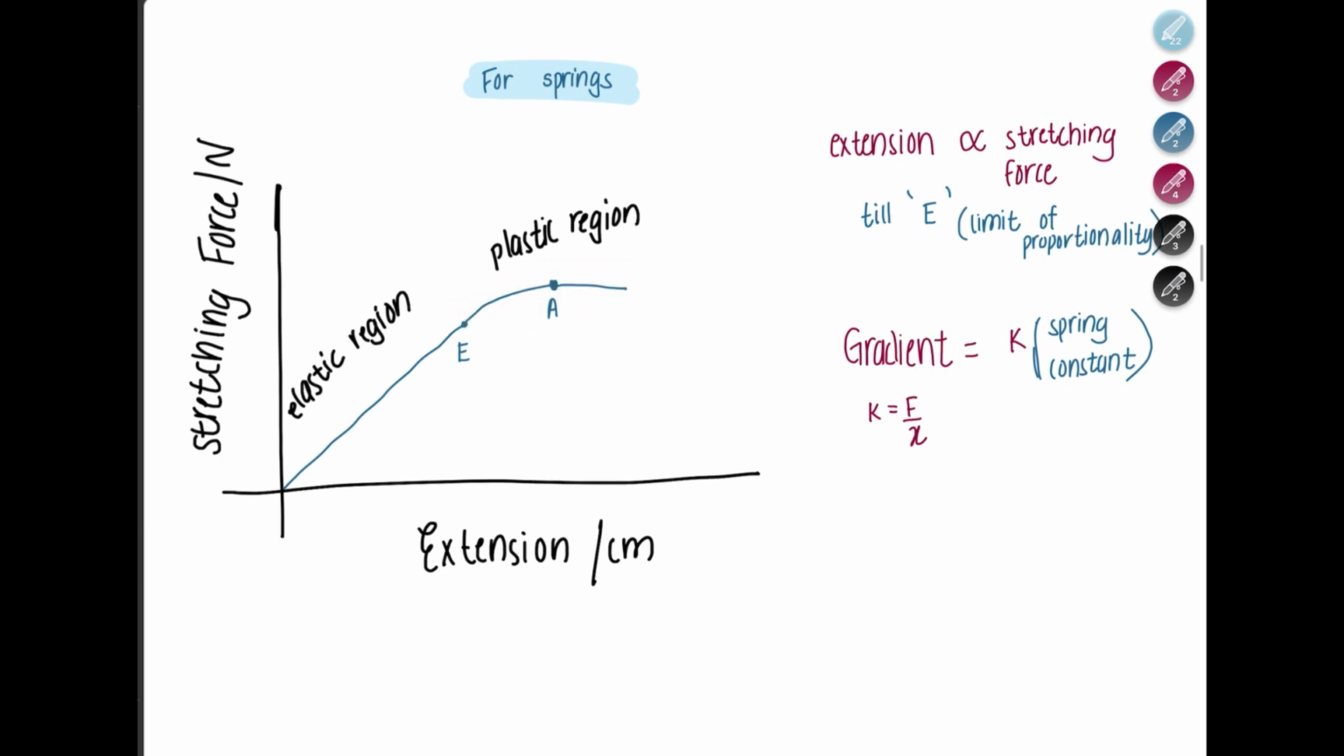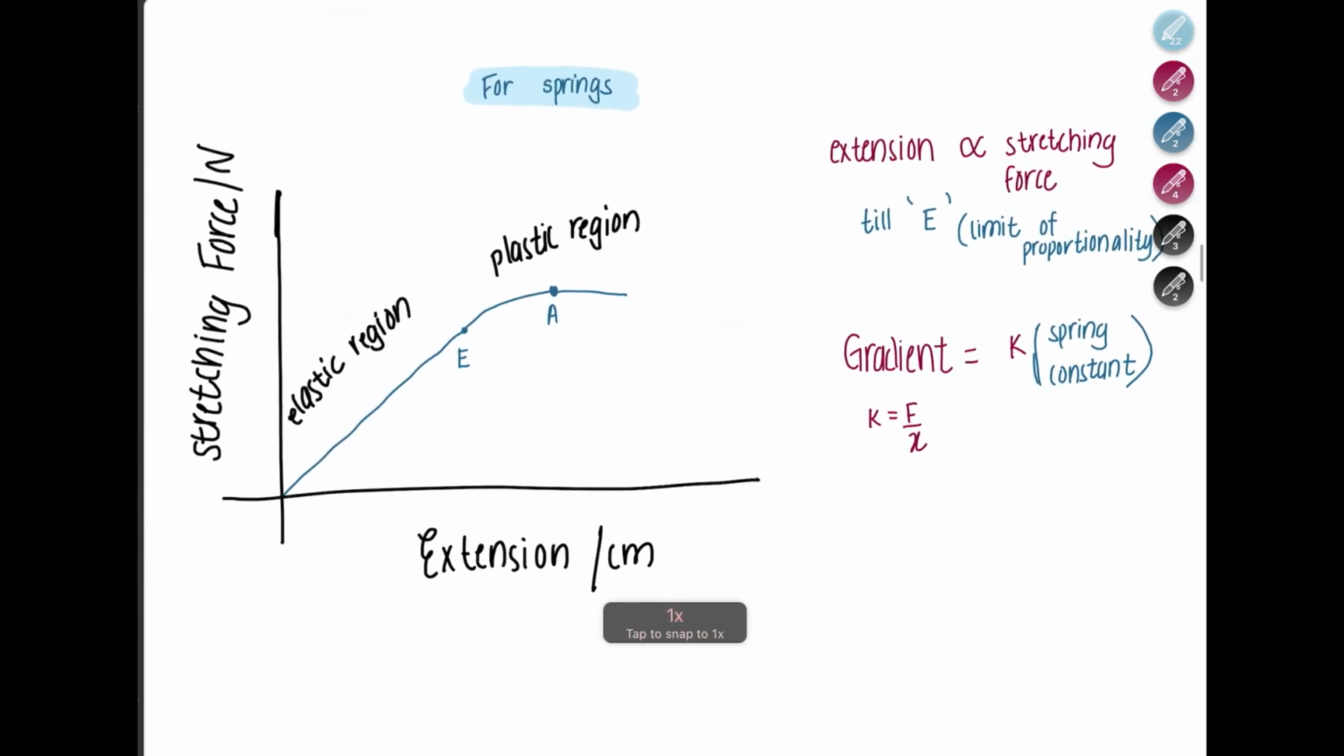So now again, if you're asked to find the gradient, what is the gradient here? Stretching force divided by the x-axis, we have extension. Now remember the formula, k equals F divided by x. So we get k, the spring constant. The gradient here represents the spring constant.